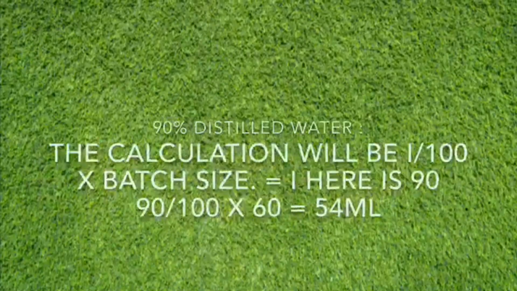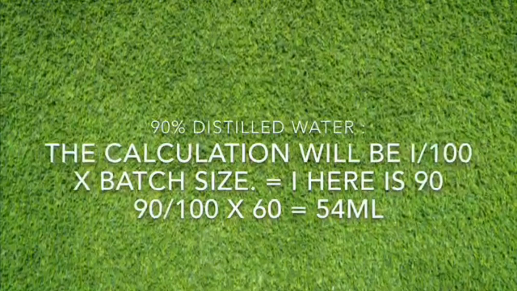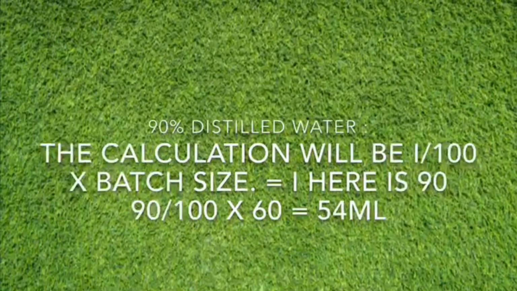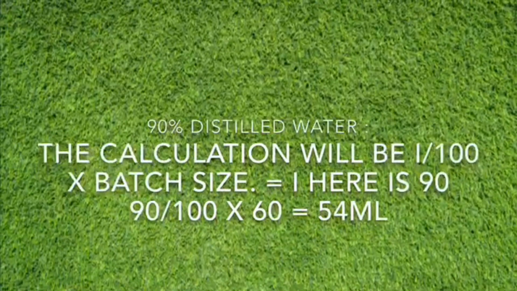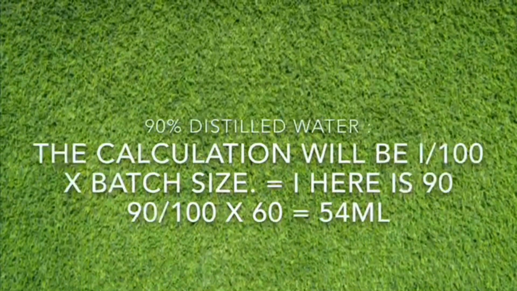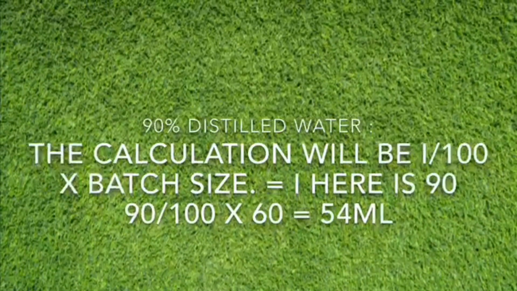We are using 90% of distilled water, right? So I will represent 90 over 100. I'm representing X as 90 over 100 times 60. So when you calculate this on your calculator, it will give you 54 ml.